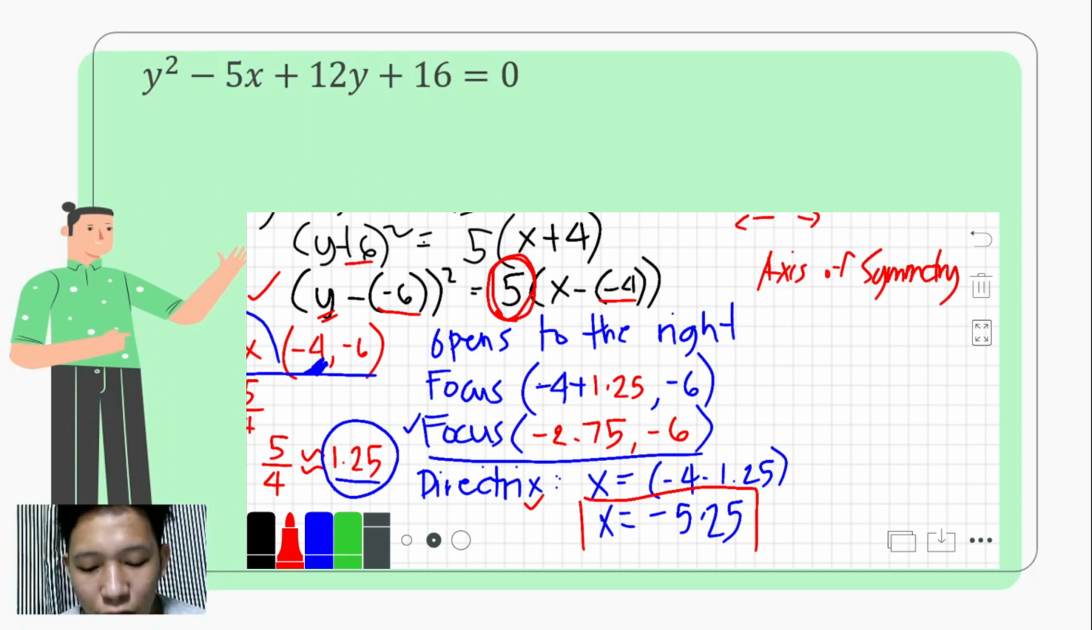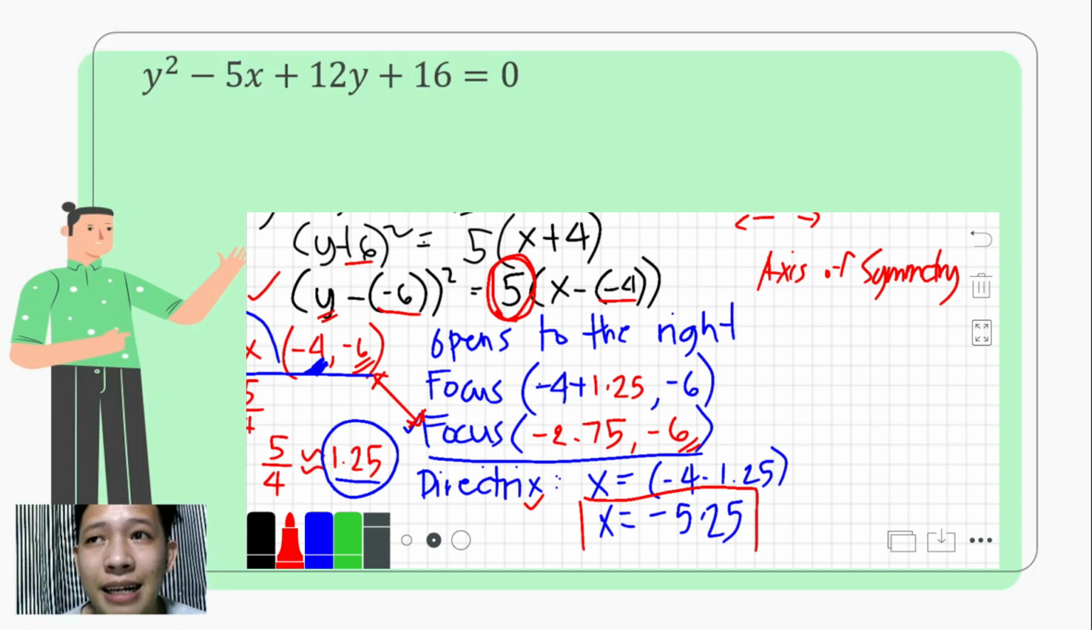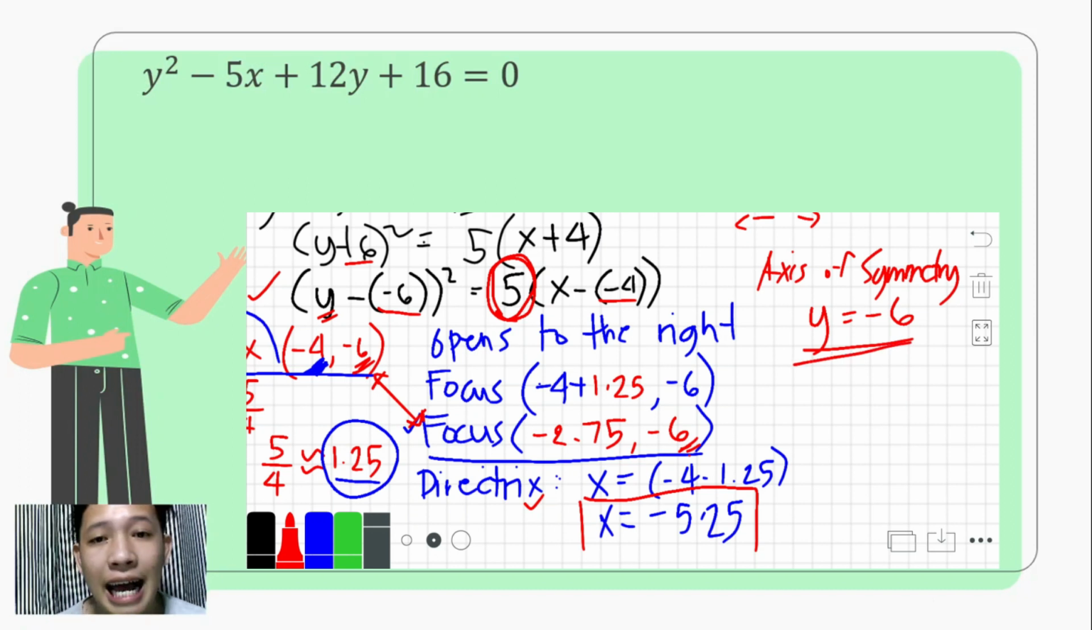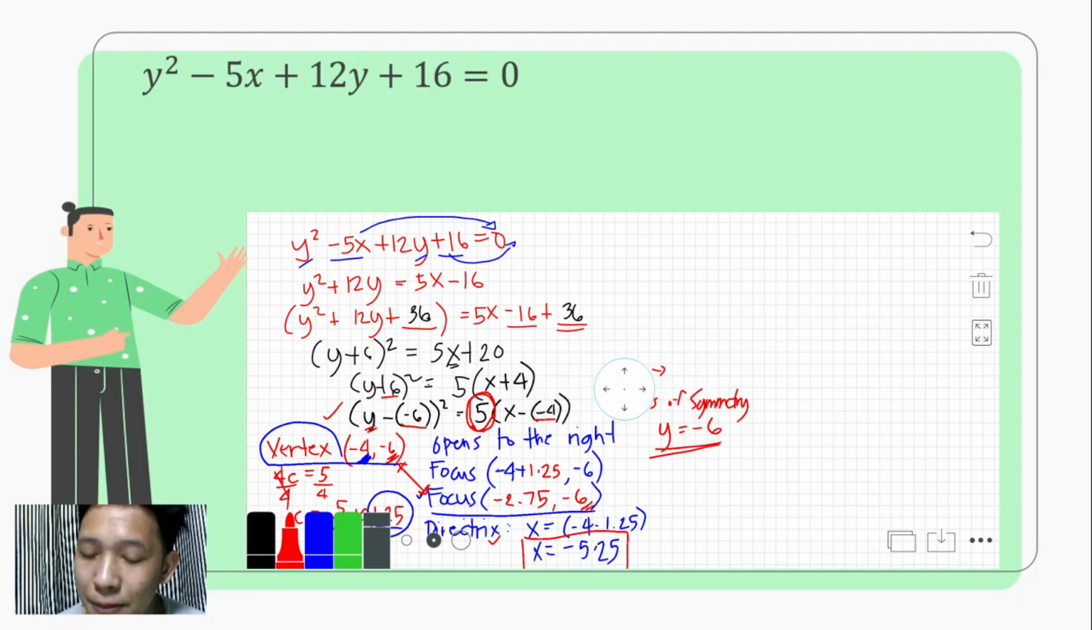common to the focus and the vertex? That is actually the k, and that is negative 6. Hence, our axis of symmetry is parallel to the x-axis. That is why it would start with y. And since what is common to them is negative 6, that would be y equals negative 6. So this is where our axis of symmetry is. And that is how we apply the standard or the general form of the equation of the parabola for us to get the salient features of a parabola.